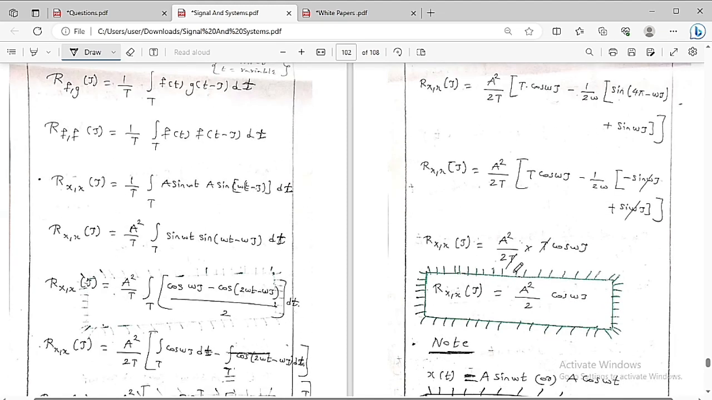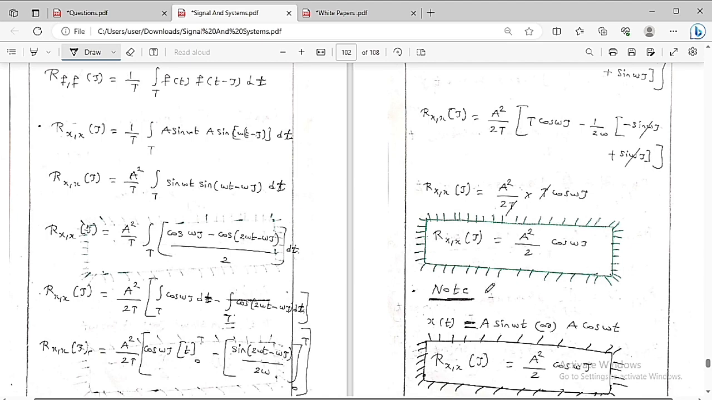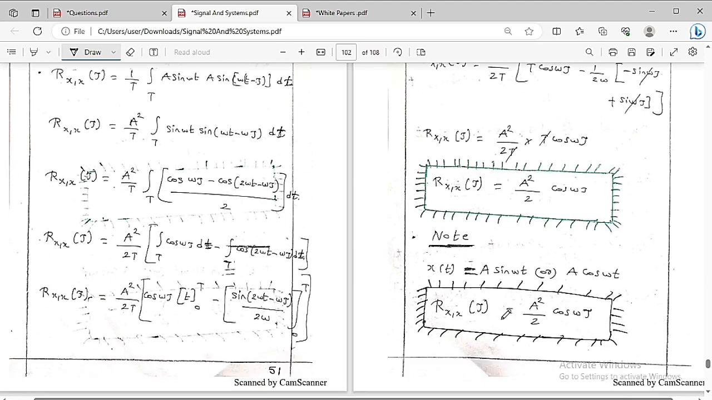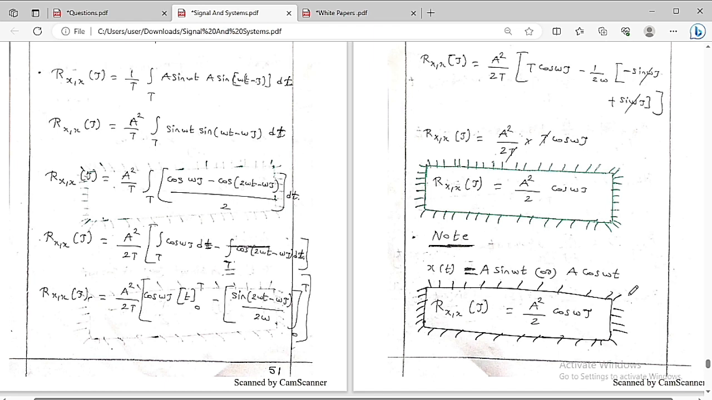Therefore, this is the correct solution of this question, and you have to remember that whether x of t is a sin omega t or a cos omega t, the order of correlation is always the same. This a square by 2 into cos omega tau. This one I also already told. It is nothing but a square by 2 into cos omega tau.